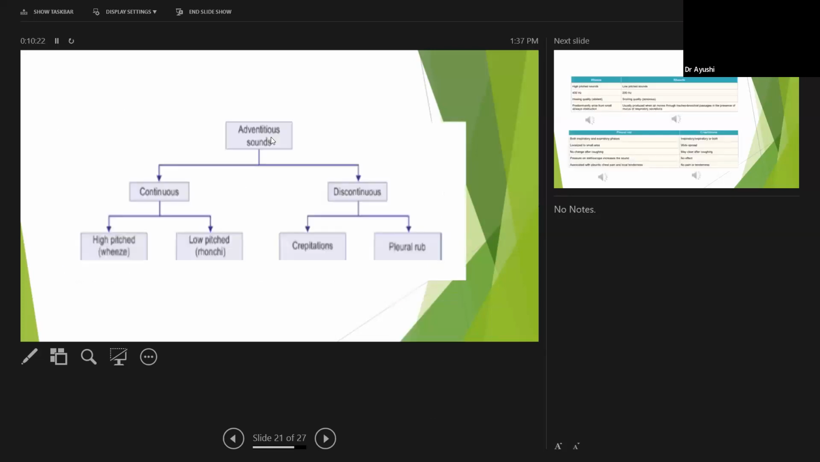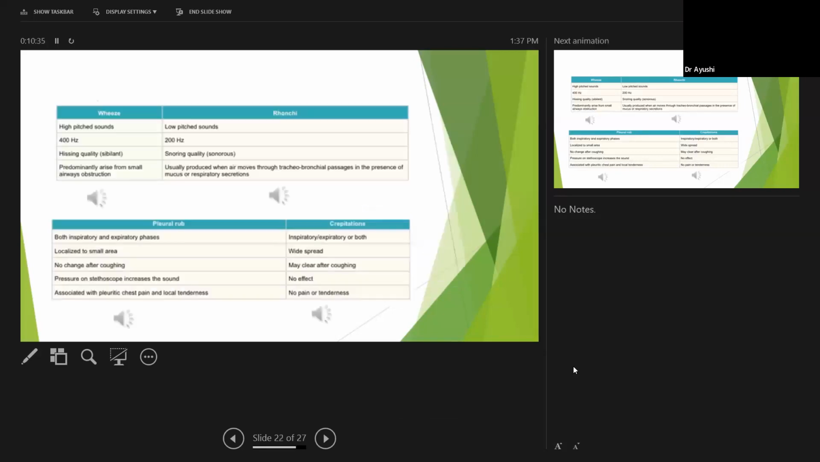Then we have a few adventitious sounds, which are continuous and discontinuous. The continuous adventitious sounds can be high-pitched, that is wheezes, and low-pitched, that are rhonchi, and discontinuous are crepitations and pleural rub. Wheeze is high-pitched, the frequency is 400 hertz, of hissing quality, and musical. And rhonchi are low-pitched and of snoring quality.